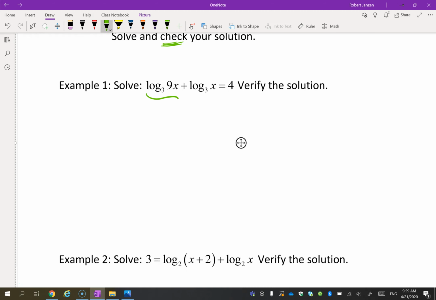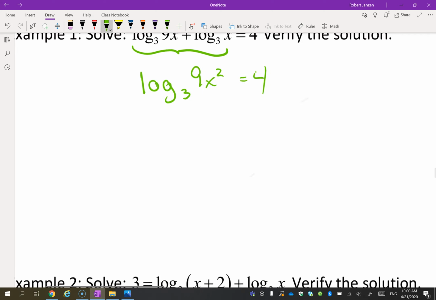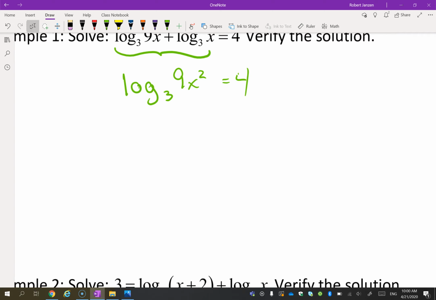I'm going to condense this into one log. So I'll have log base 3. And what is my rule when I'm adding two logs? I can condense them into one by multiplying. So I have 9x times x. This would be 9x squared. Okay, so that's step 1. I've condensed the logs. What I want to do now is change to exponential form. So this means 3 to what power is 9x squared? Okay, so I'm going to write 3 to the power 4 is 9x squared. And now it's an exponential equation. We want to solve this.